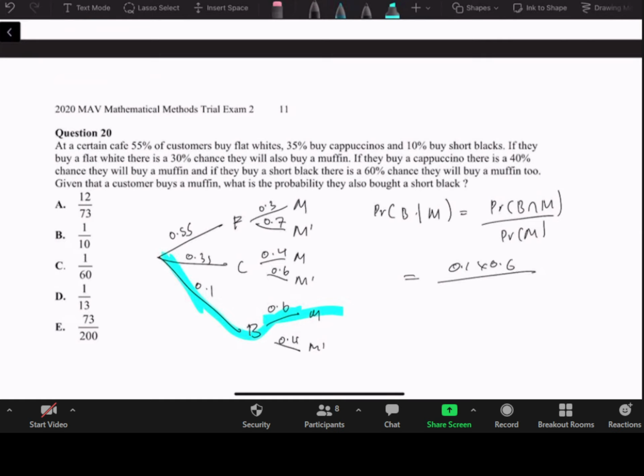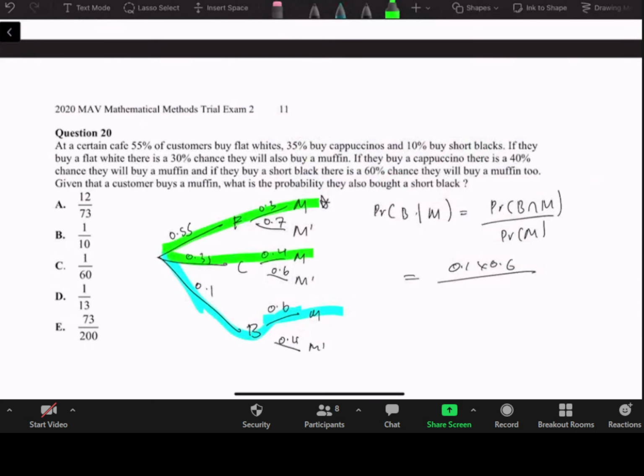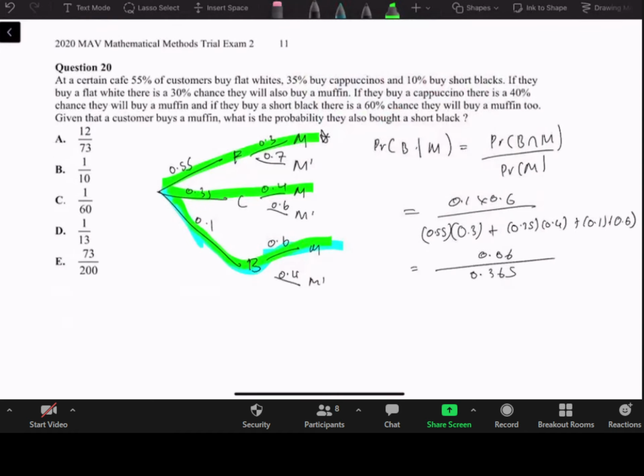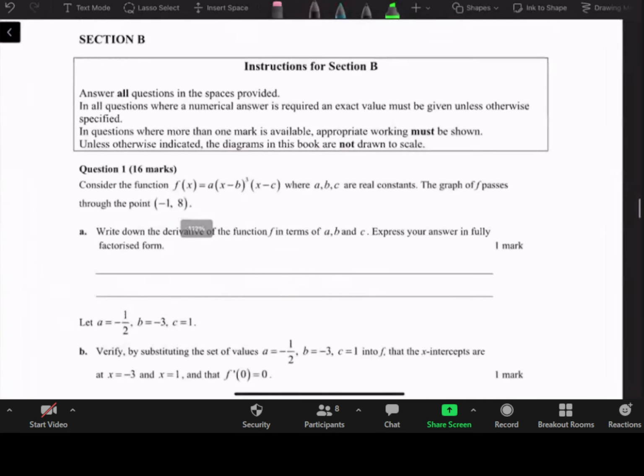And the probability that it's a muffin would be this branch plus this branch plus this branch. So it would be 0.55 times 0.3 plus 0.35 times 0.4 plus 0.1 times 0.6. The numerator comes out to 0.06 on 0.365, I think. But you need exact values, so if you do that, you just get A. And that's multiple choice. So, short answer question number 1.